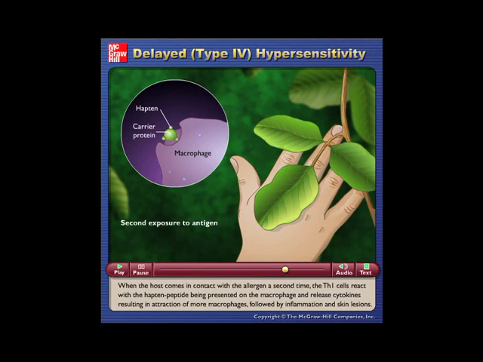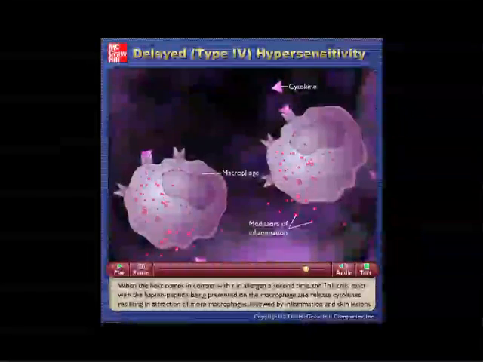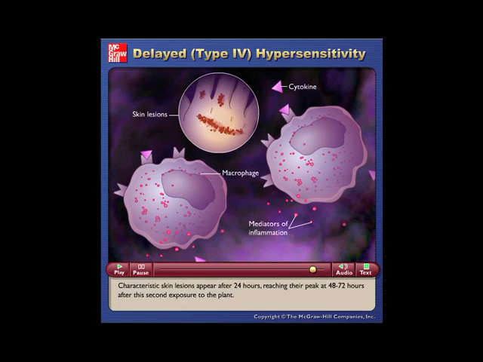When the host comes in contact with the allergen a second time, the Th1 cells react with the hapten peptide being presented on the macrophage and release cytokines, resulting in attraction of more macrophages, followed by inflammation and skin lesions. Characteristic skin lesions appear after 24 hours, reaching their peak at 48 to 72 hours after the second exposure to the plant.